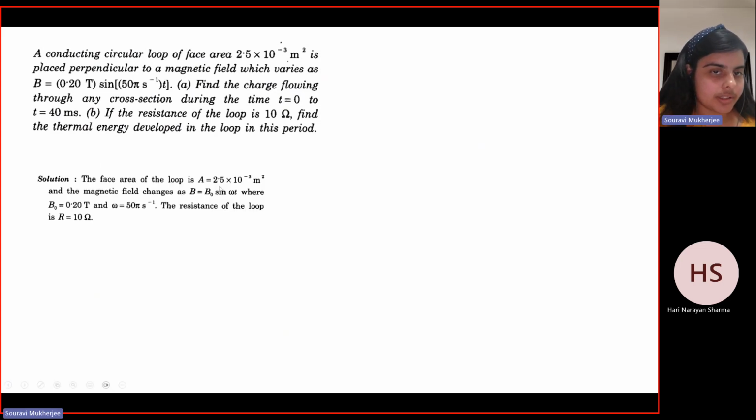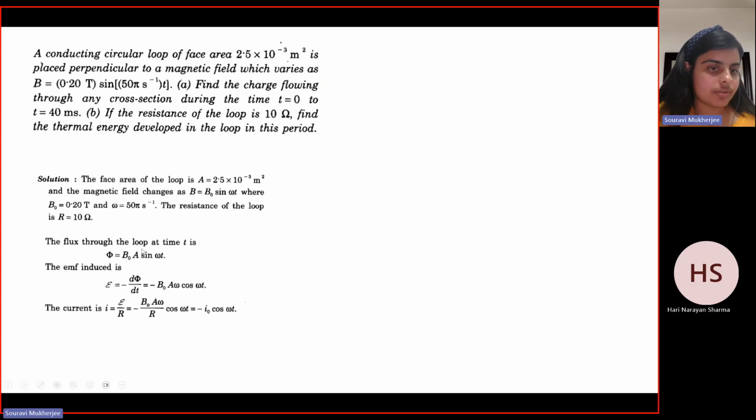The area of the loop is given, the magnetic field magnitude is given as 0.2 Tesla. Omega is also given, which is the frequency of change of magnetic field, and the resistance is provided. So the flux through the loop at any particular time would be B into A, where B is equal to B naught sine omega t. Because you have this time dependence, you have an EMF, which is given as minus d phi by dt. And this is how it looks.